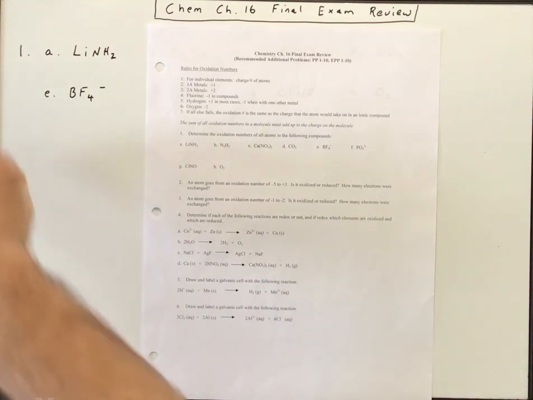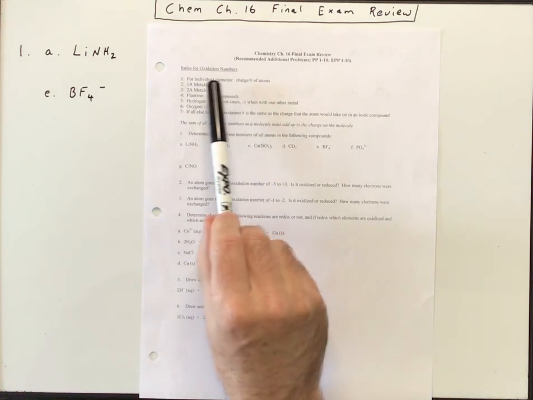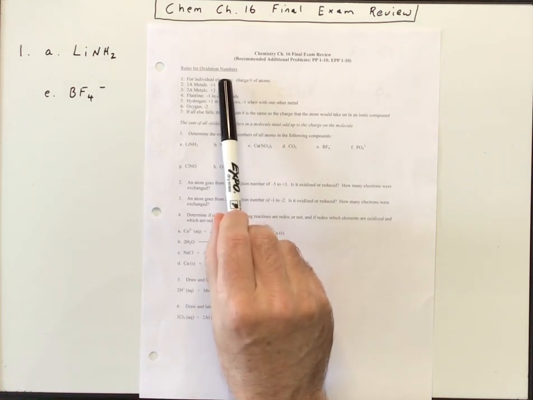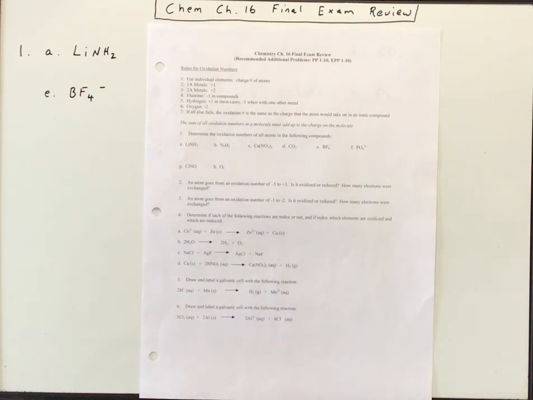So you'll need your worksheet, and you don't really need a calculator for this. I put the rules for the oxidation numbers up here at the top of the worksheet, but you won't get that on the final exam, so you will have to have those rules memorized.